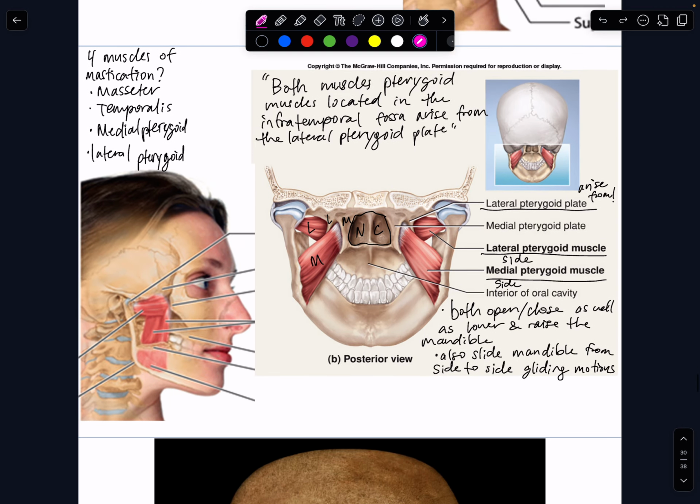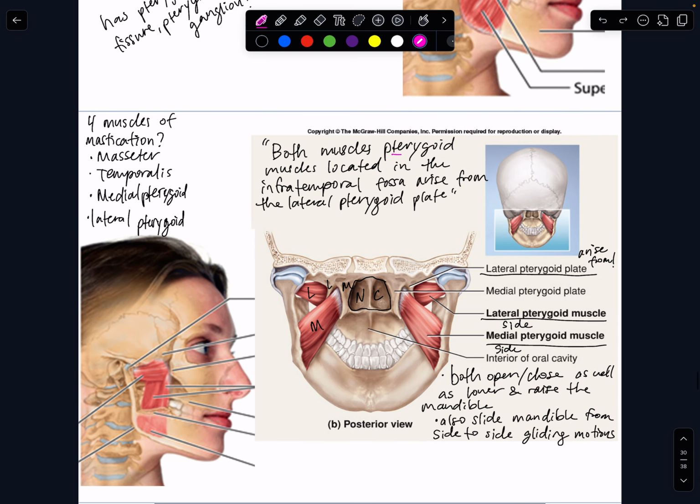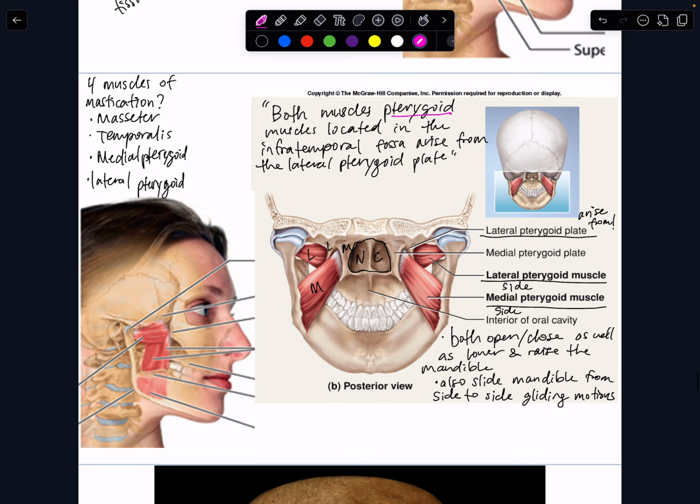So let's talk about those muscles. So here are the pterygoid muscles. Earlier when we were talking about taking away this zygomatic process, these are part of our muscles that are also involved with mastication.